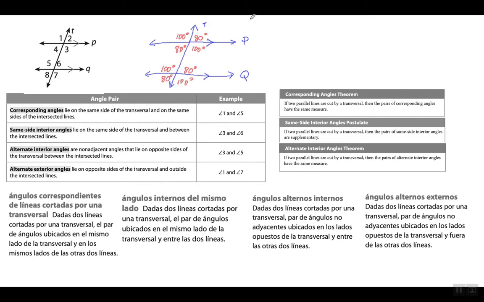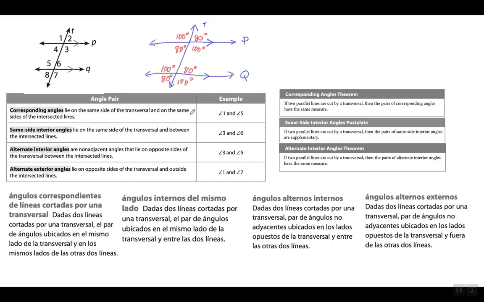All right. Okay, so let's start with the first definition here. Corresponding angles. Corresponding angles lie on the same side of the transversal and on the same sides of the intersected lines. And for an example, they give you angle 1 and 5.